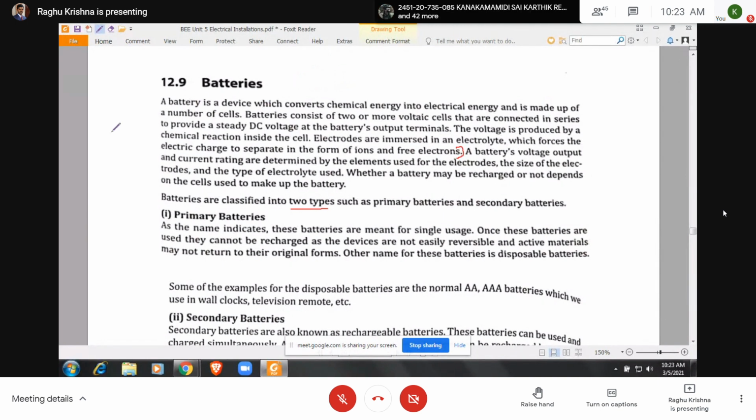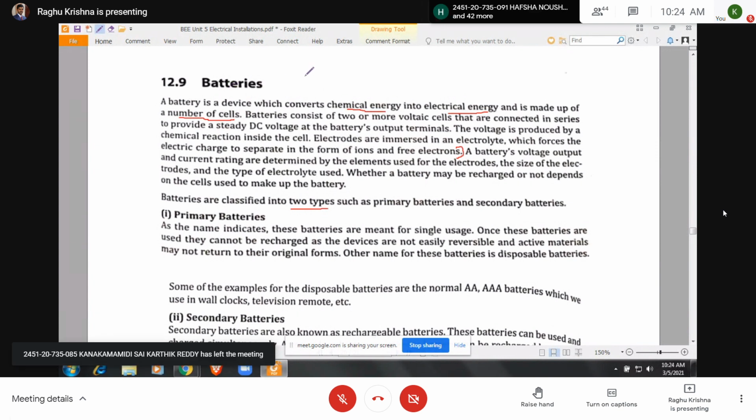What is a battery? A battery is a device which converts chemical energy into electrical energy. It is made up of a number of cells. Cells combine together to form a battery.